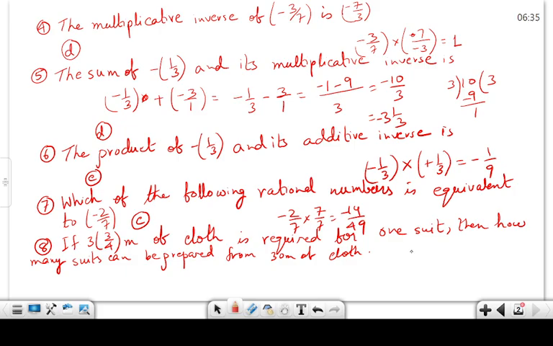That means you have to give 30 meter divided by 3 whole 3 by 4. We are getting this one as 30 divided by 3 4 is 12 plus 3, 15 by 4, or you can write it as 30 into 4 by 15. 15 1 is 15, 15 2 is 30, 4 2 is 8. So 8 suits can be made. Therefore, the option is C. C is the correct answer, and it is 8. Thank you everybody for watching this video.